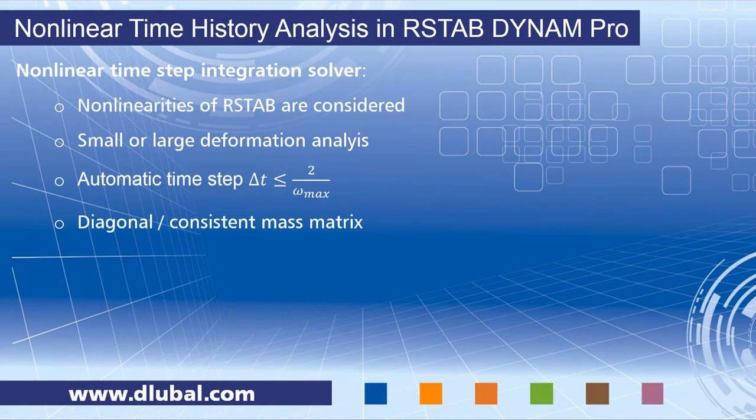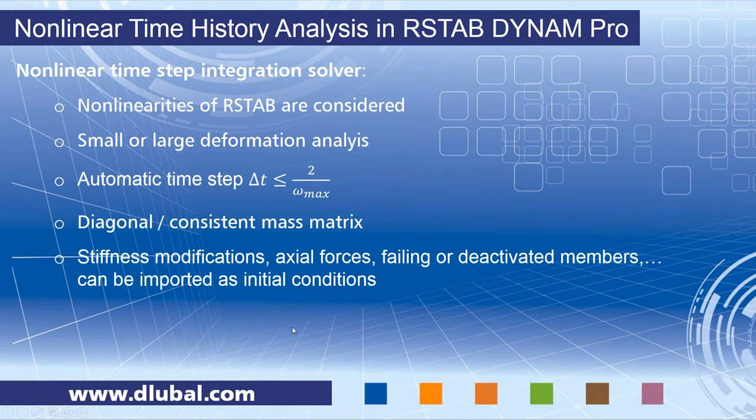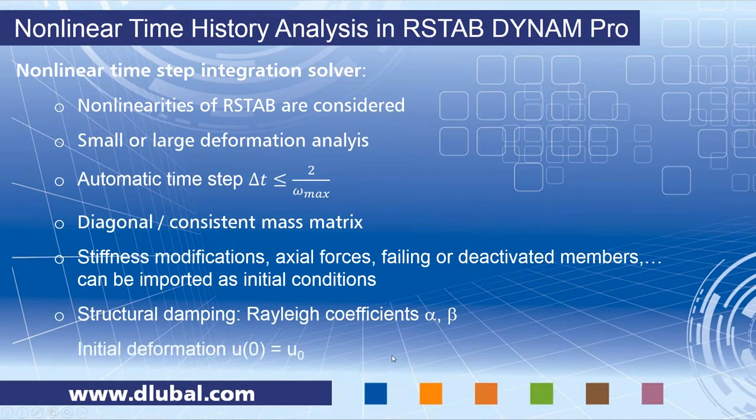As with all the other time integration solvers, you define the mass matrix and you have the stiffness modifications available, and again the Rayleigh coefficients are used, and you can also define initial deformations. So the user interface of linear and nonlinear time history analysis is basically the same. It's just the solver that is added when you have the add-on module nonlinear time history.